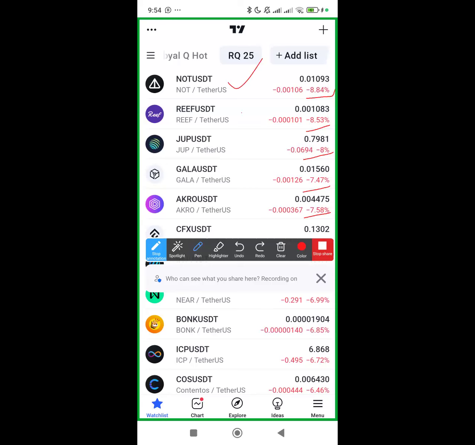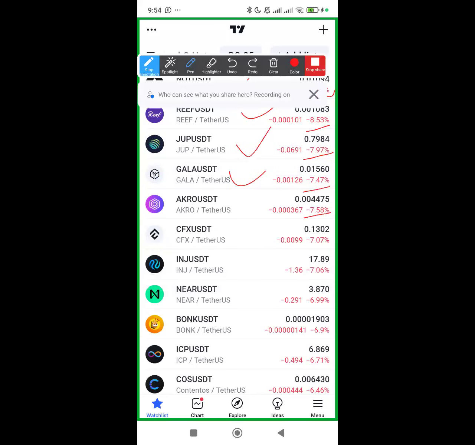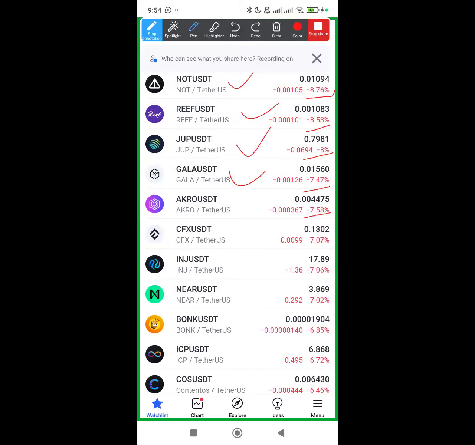-8.84. REF is -8.53. Jupiter is -7.97. You can see all these meet the condition. Why? Because it is below the -3%, -3% and below. It falls under the -3% and below. That is the condition for those using the RQTMI default settings, which I talked about, the default settings and the bull taxes yesterday. You can also watch the recording in case you have not seen that video. It is already uploaded on the RQTMI YouTube channel. Just search for RQTMI and you get access to it.